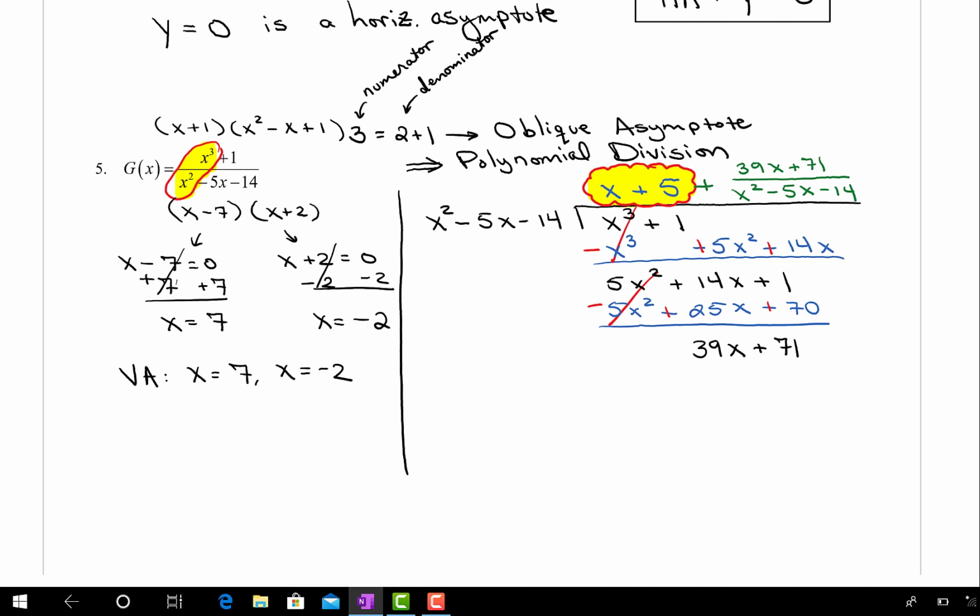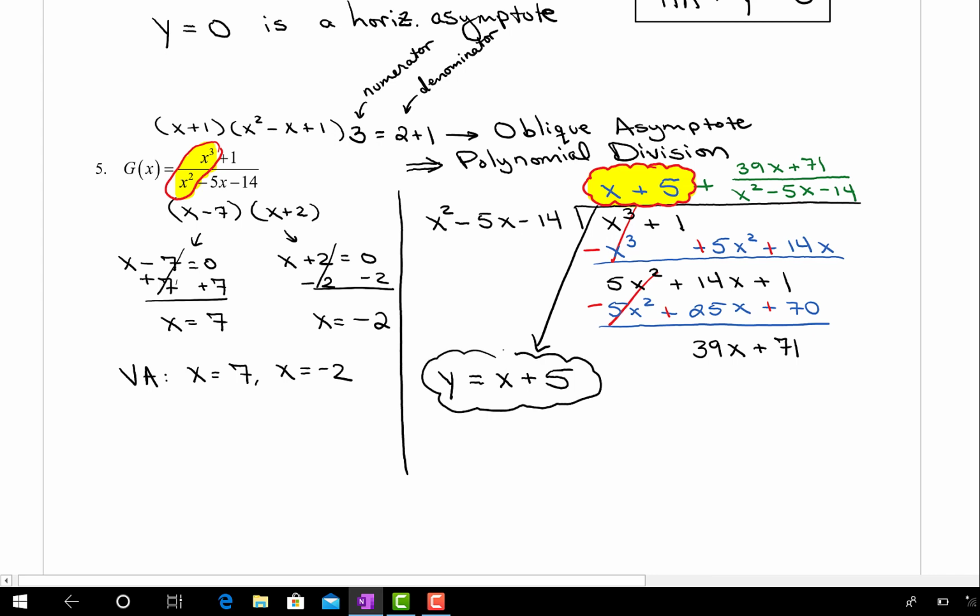We're going to ignore the remainder part because if you look at the leading terms in the remainder part, and imagine what happens as x gets very large, that thing's going to go to 0. That thing's going to basically disappear. It's going to become insignificant. And the only part that really matters is that y equals x plus 5 part. And that's our oblique asymptote equation. That's the part that matters. That's the part that we want.